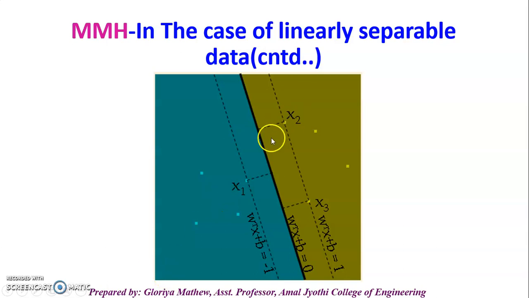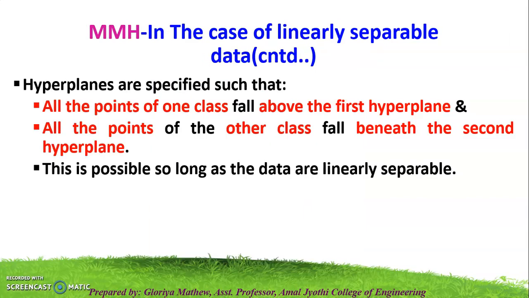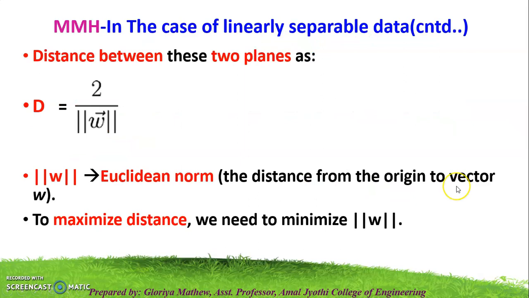This is the schematic representation of a maximum margin hyperplane, where w x plus b is equal to minus 1 represents one hyperplane, and w x plus b is equal to positive 1 represents the other hyperplane, and this central line indicates w x plus b is equal to 0. The two parallel hyperplanes are as far apart as possible. The hyperplanes are specified such that all the points of one class fall above the first hyperplane and all the points of the other class fall beneath the second hyperplane. This is possible so long as the data are linearly separable.